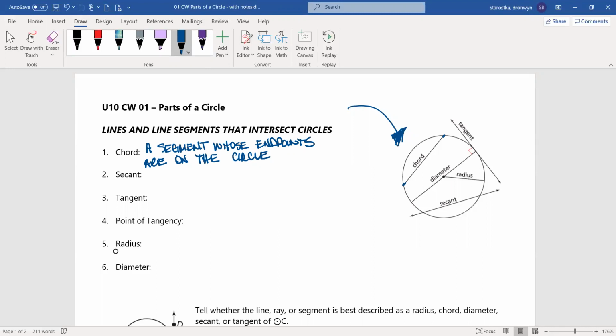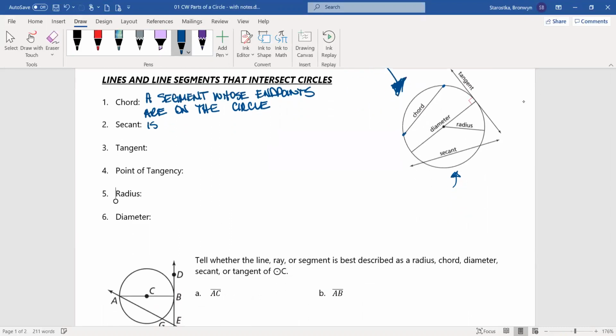The next segment we're going to talk about is called a secant. That's right here. A secant has a chord for its middle, but it doesn't just have endpoints on the circle, it extends through the circle. So a secant is a line that intersects a circle in two places.